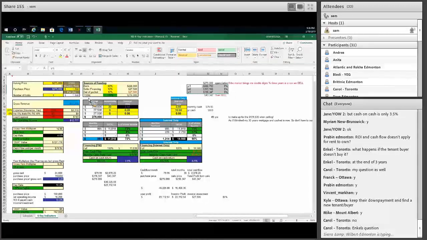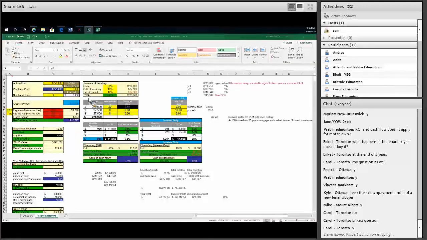What happens if the tenant buyer doesn't buy it? That's the question. If he doesn't buy it, he doesn't buy it. I mean, if he doesn't buy it, what do you get? You want to know what you get if he doesn't buy it? At the end of the term, I can tell you. You ready? This is what you get.